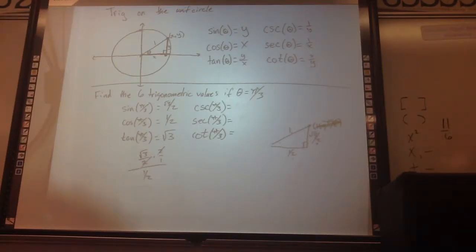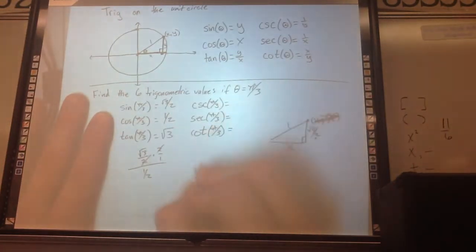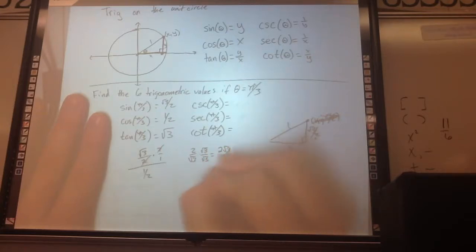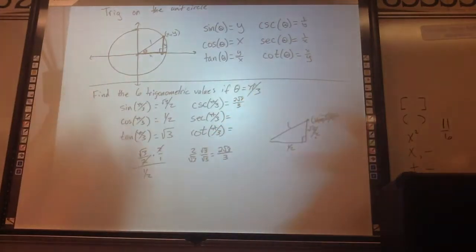Brenda, you got the cosecant? Jeanette, you? Yeah, I do. You can't have the square root on the bottom, so you have to do this. This is yours, it'd be 2 over the square root of 3, but we don't like that, so we have to multiply by square root of 3 over square root of 3, so it's 2 root 3 over 3.